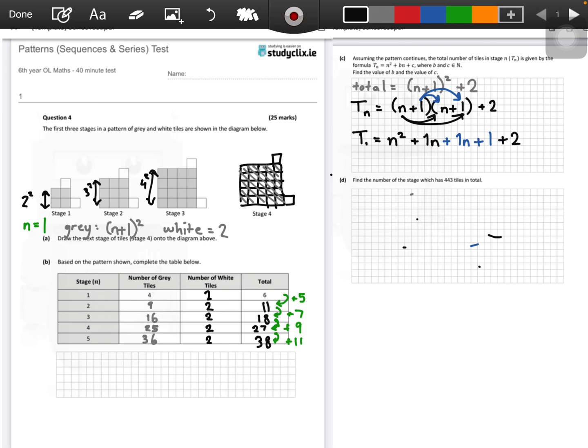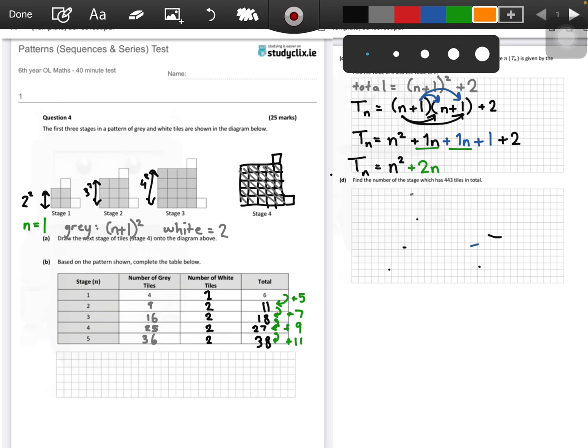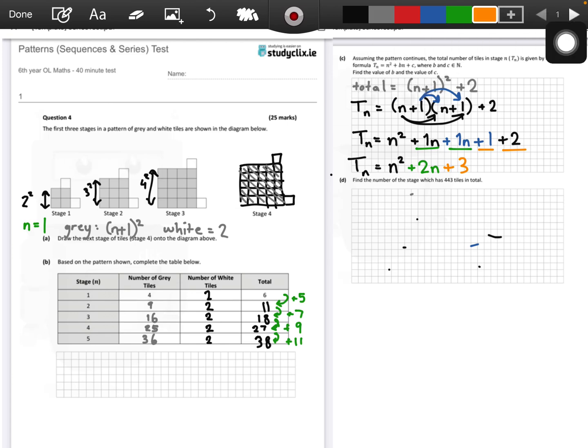So when I am getting my equation for t of n here, I will get n squared, and I'm just going to simplify this as much as possible. So I have 1n plus 1n, so that's plus 2n. And then I have plus 1 plus 2, which is plus 3. So if I relate that to my equation that was given to me up here, in the place of b, we have 2. So b is equal to 2. And in the place of c, we have 3. So c is equal to 3.